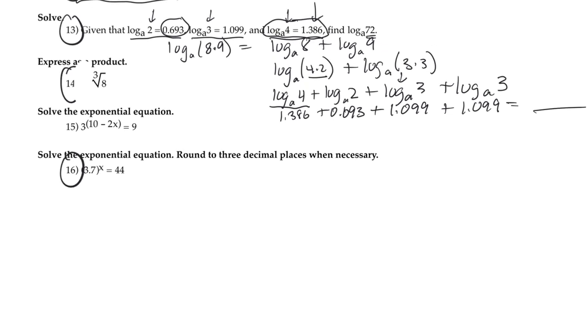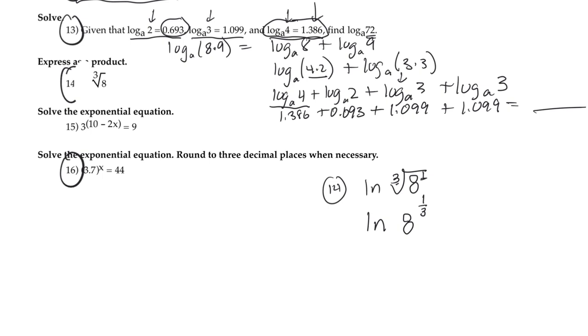So for number 14, it was ln of the cube root of 8. Now cube roots and lns are tough, so I'm going to change that to a fractional exponent. So it'll be 8, and then there'll be an exponent here that's a fraction. This index always goes on the bottom, and then whatever power 8 is raised to, which it doesn't show, but we assume it's 1, that number goes on the top.